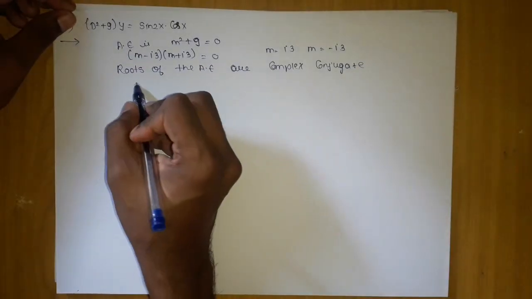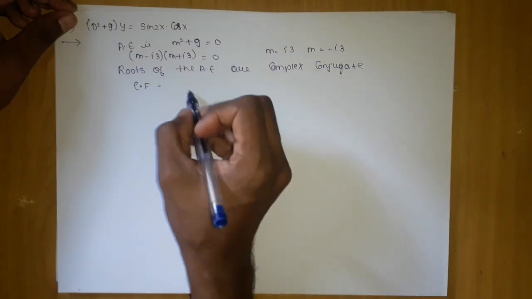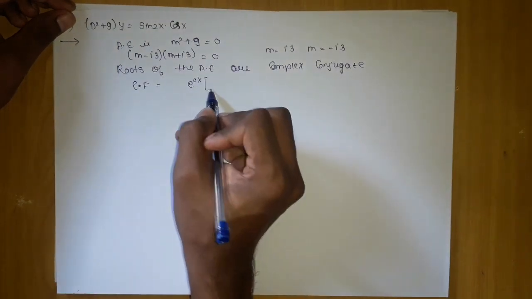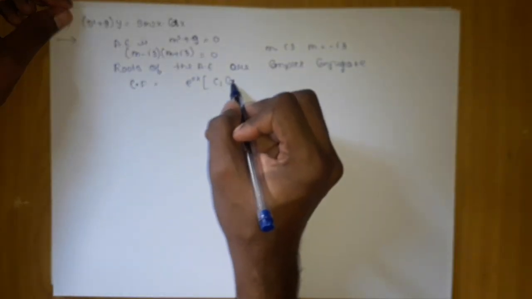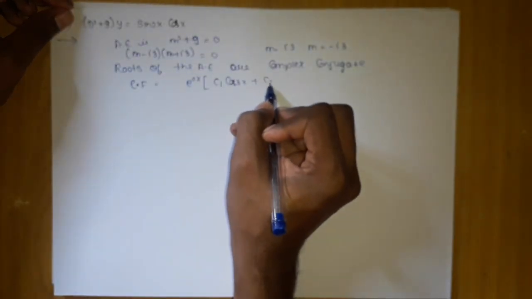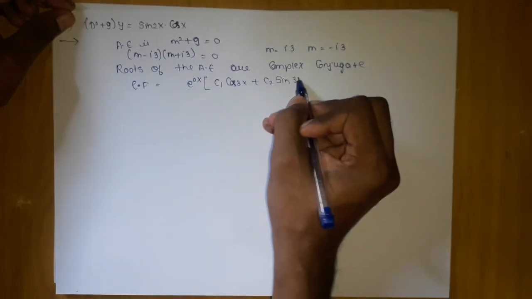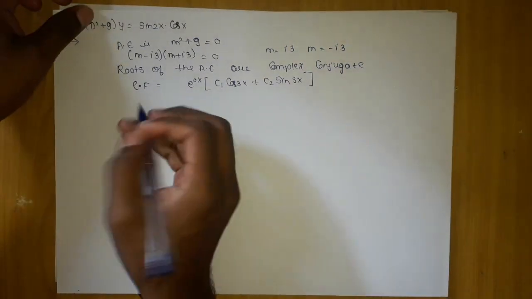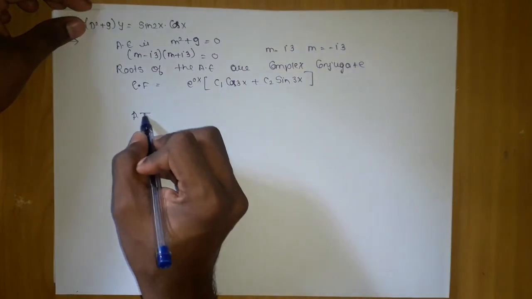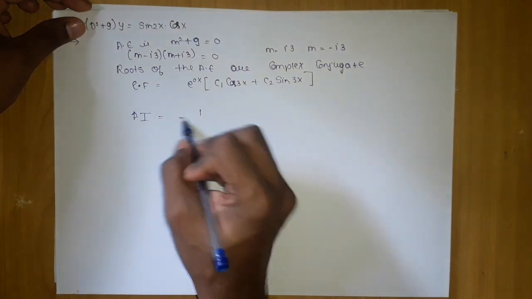After writing this, you can write the complementary function, which will be e to the power 0x. Since the real part is 0, c1 we take the positive one, into cos 3x plus c2 sin 3x. So hope you have understood the complementary function properly. Now let's move on to the particular integral. That is the challenging thing here. Some might have understood how to get it, but those who don't, let's see.